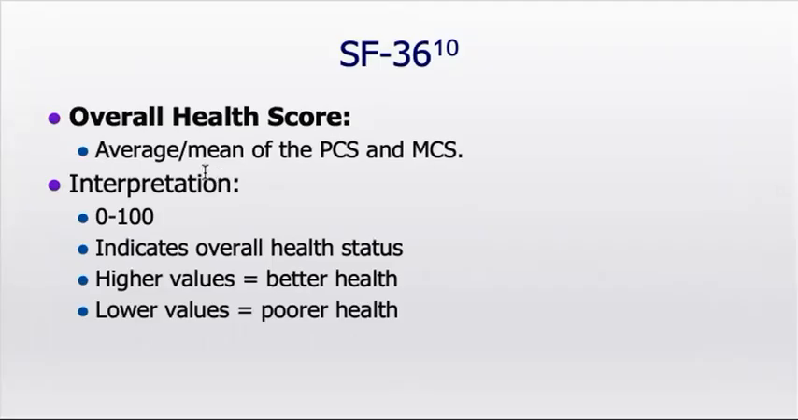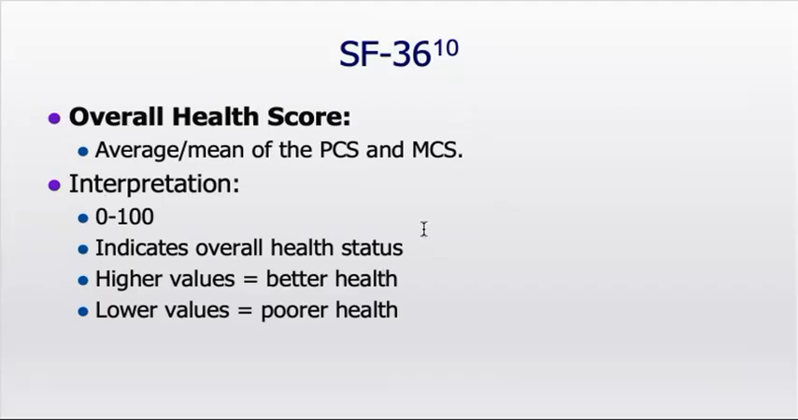The interpretation of this outcome measure goes from 0 to 100, and a score of 0 is equivalent to maximum disability, whereas a score of 100 is equivalent to no disability. So the higher the value, the better the individual's health and functioning is.